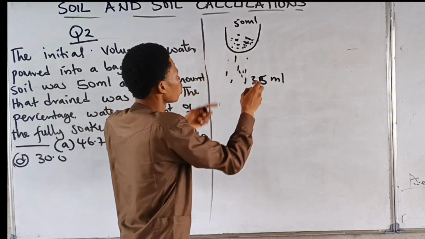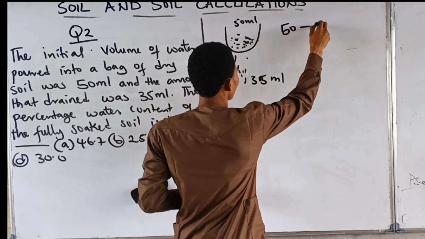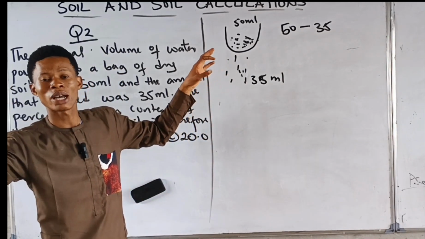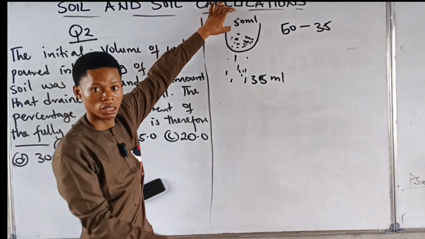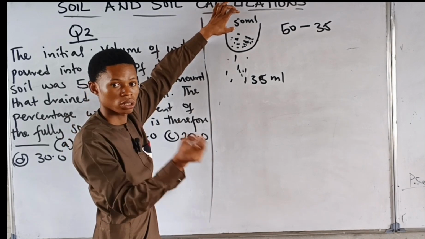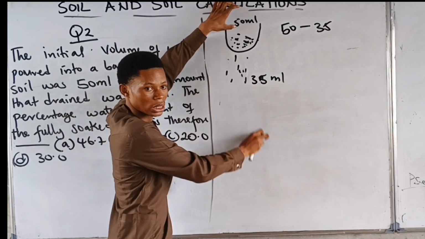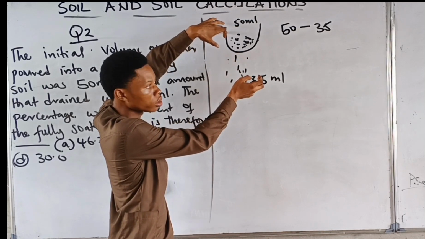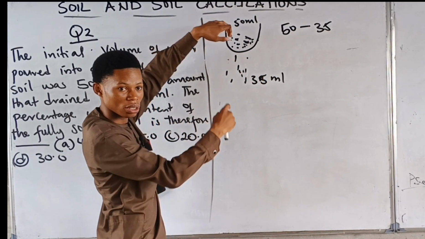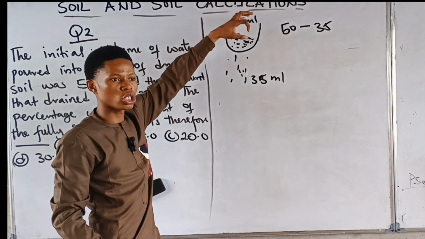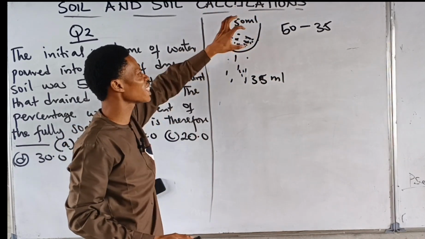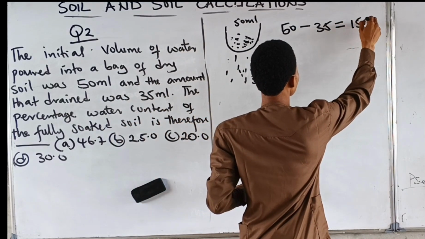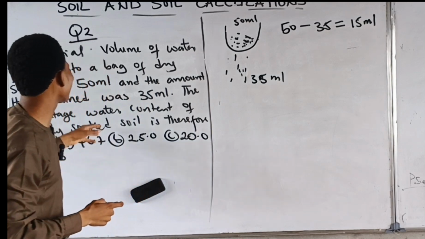So if you want to check the one that was retained, it's just 50 minus what? 35. It's just like 1,000 entered your hand. And as 1,000 entered your hand now, 200 now fall out. How much is remaining? 800. As I use money now, and I understand a bit. So 50 ml of water was poured into dry soil. 35 ml drained out. It means the amount of water that was retained by the fully soaked soil is what? 15 ml.